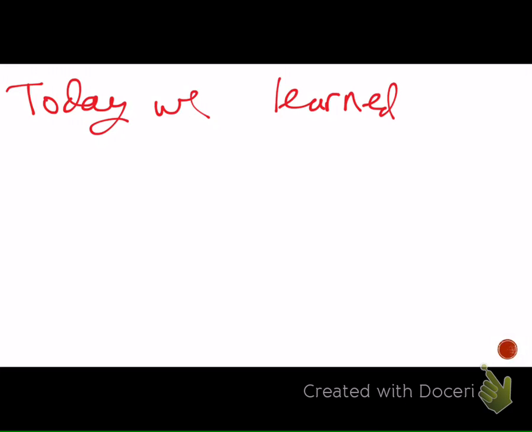All right, summary today. What are these called? Absolute value equations. Good.